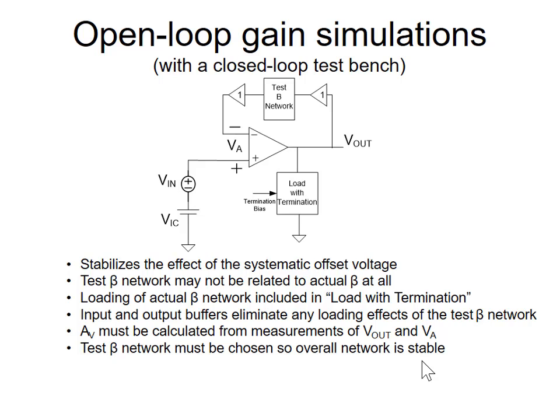How about the test beta network? What do we want to do with that? If you do feedback, what causes the most stringent compensation requirements? Large beta or small beta? Large beta. If beta is equal to 0, it's open loop. There are no problems with compensation. Beta equals 1 is the most stringent feedback in this situation.